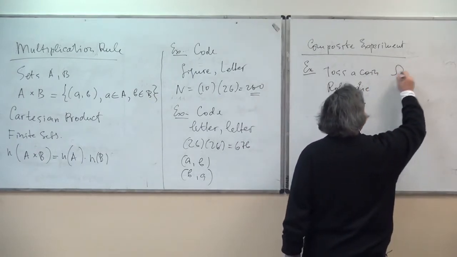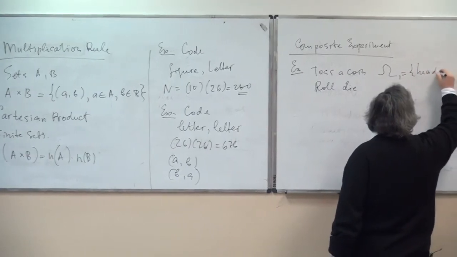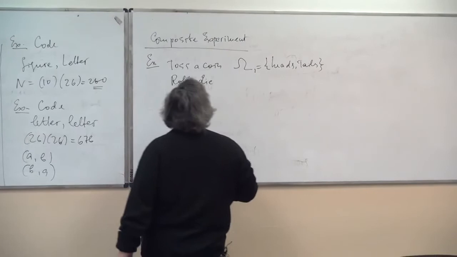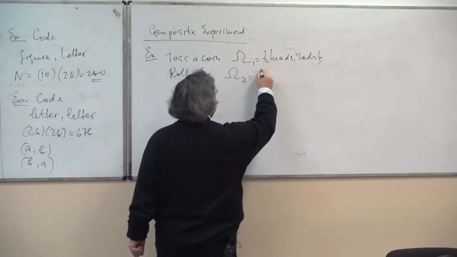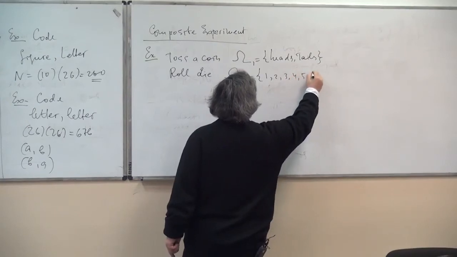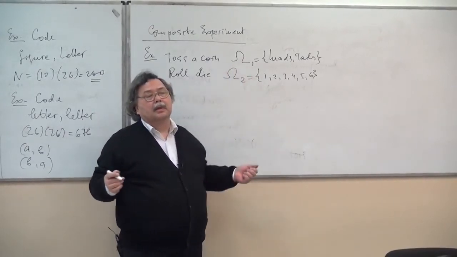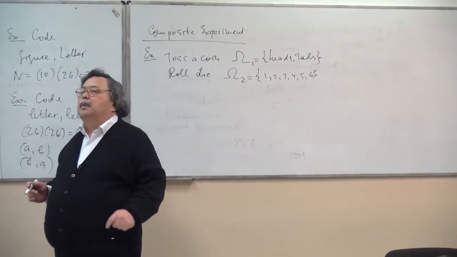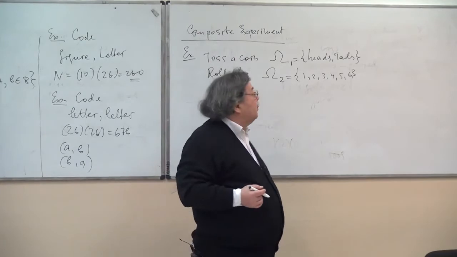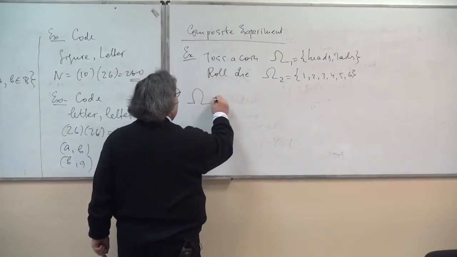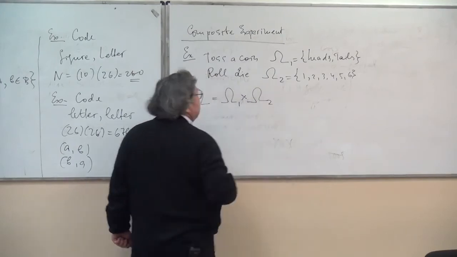The first stage, or the first experiment, has only 2 outcomes. It's either heads or tails. And the second experiment has a sample space consisting of 6 outcomes. I use this notation: omega 1 for the first sample space and omega 2 for the second sample space. But now we are talking about this whole big composite experiment. How many different outcomes does this composite experiment have? The sample space omega for the composite experiment is the Cartesian product of the 2 sample spaces.